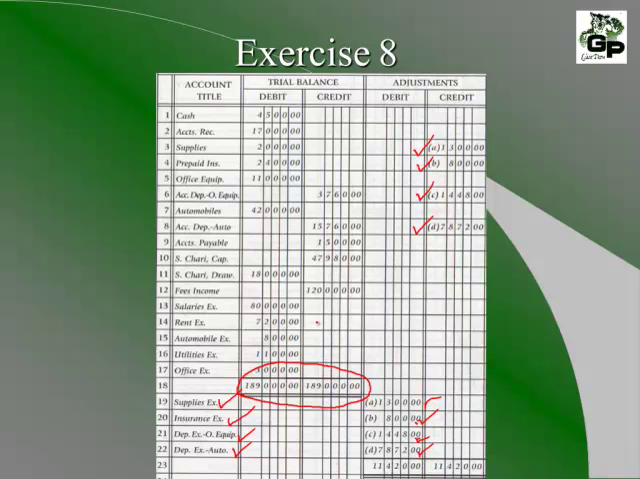Notice that the calculation for the insurance is $800. The supplies is $1,300. The depreciation expense for the office equipment is $1,448. And for the automobiles, $7,872.